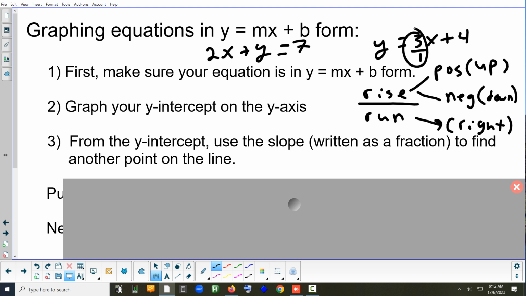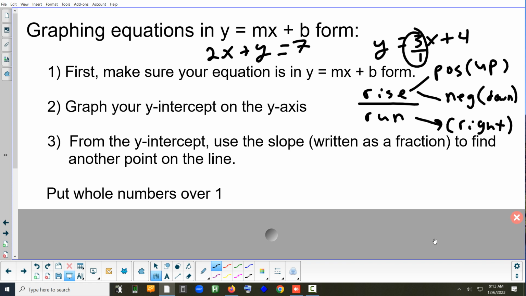So we have to go up 3 and right 1, but where do we start from to do that? The y-intercept, yes. So if you put the y-intercept in the wrong spot, then it's going to come out wrong. So we put the y-intercept where it goes, and then from that point, up 3, right 1.